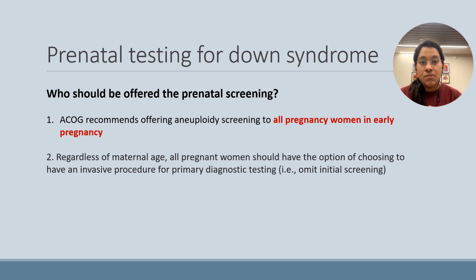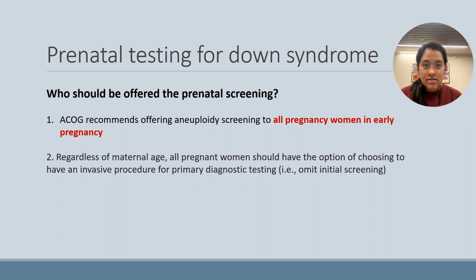Okay, so it's not only limited to those who are at a higher risk, say those who are elderly mothers or those who've had kids with Downs before. This screening should be offered to all pregnant women in early pregnancy, irrespective of the presence or the absence of risk factors. And second interesting point that they do recommend is that regardless of the maternal age, all pregnant women should have the option of choosing between a screening test versus a definitive diagnostic test. Okay, so we'll look at these details as we move ahead.